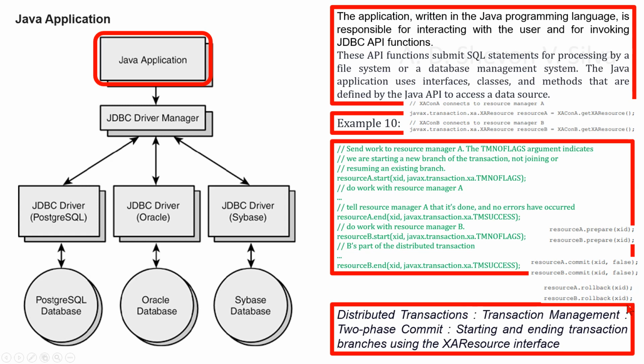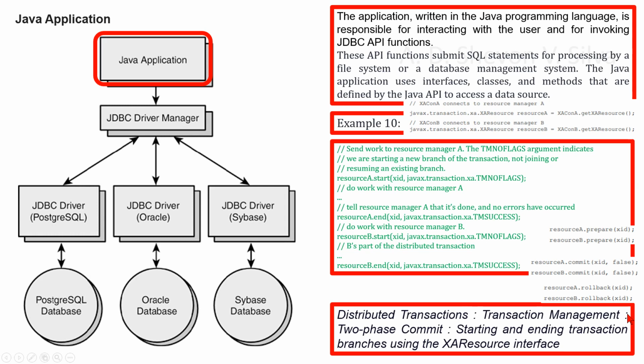Step 6, if the resource manager wants to roll back, the transaction manager tells each one to roll back its piece of the transaction. Here you can see the rollback of the distributed transaction. The transaction manager is not required to use the same XA resource object to commit or rollback a transaction branch as was used to execute the branch.